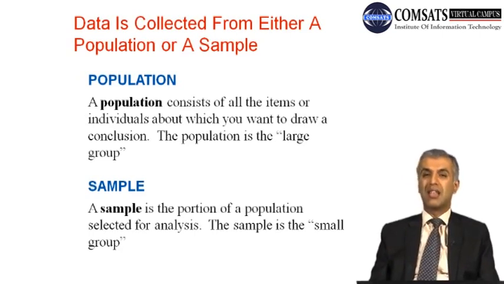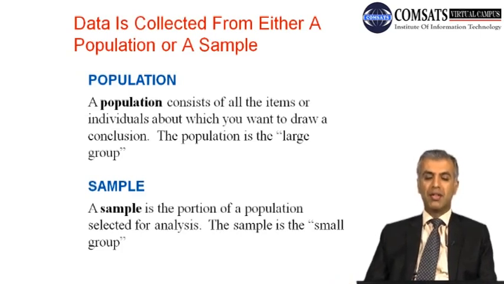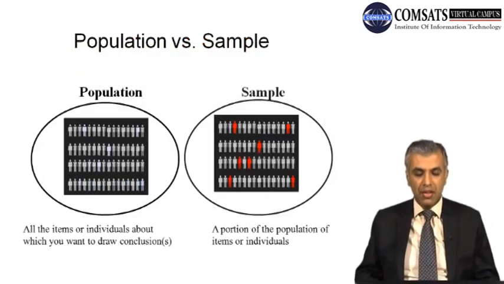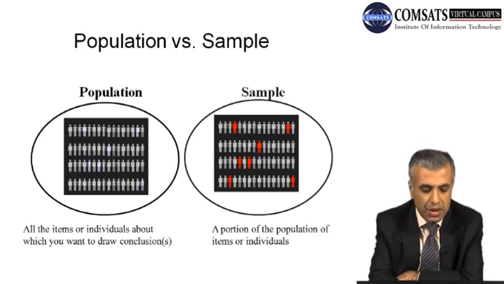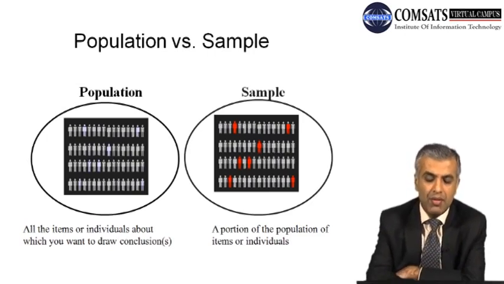The method through which this sample is selected is of vital importance, because if the sample is representative of the whole population, then we can generalize our findings to the whole population. Otherwise, our findings from the analysis will be limited to a certain sample and cannot be expanded to the whole population. Here you see the difference between a population and a sample: in a population we include all the individuals and items from which we want to draw conclusions. Then we have a sample, a portion of the population, which is evident from here.